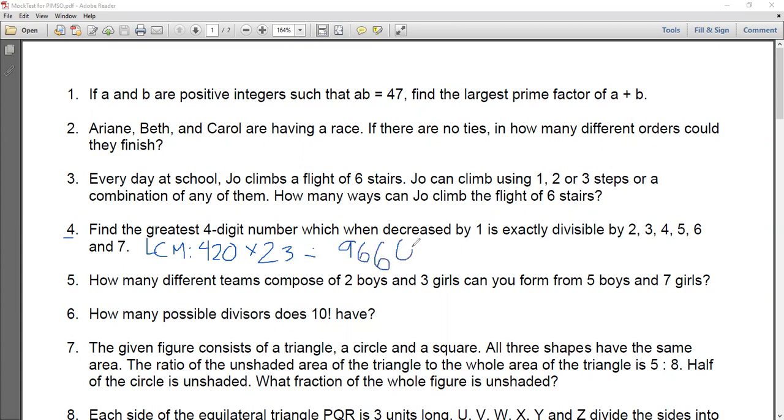So what you need to do here is simply add 1, so you reverse this decreased by 1. So 9,660 becomes 9,661. So this is now the largest 4-digit number that will satisfy the condition.